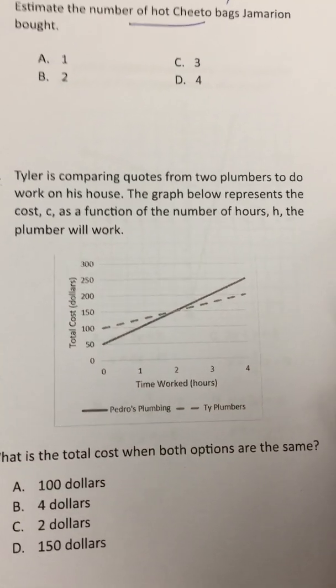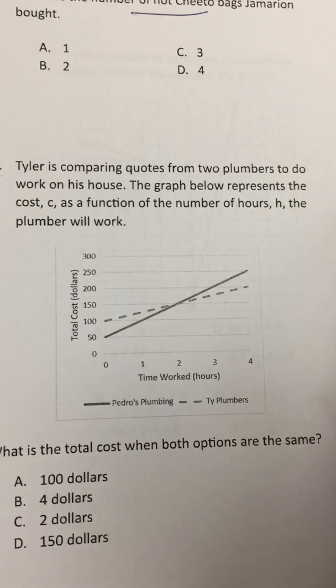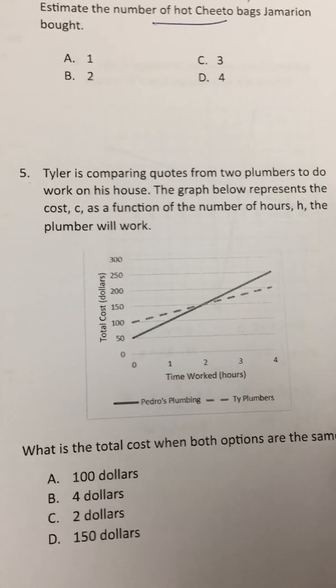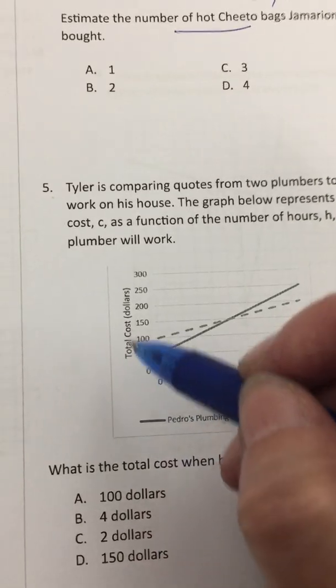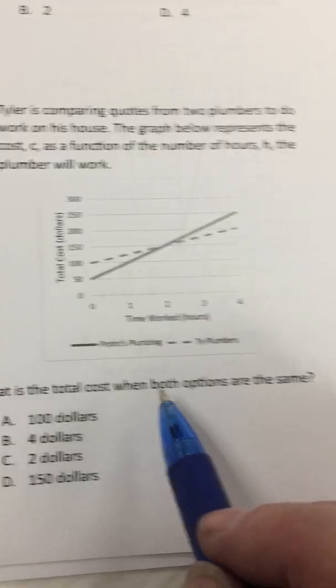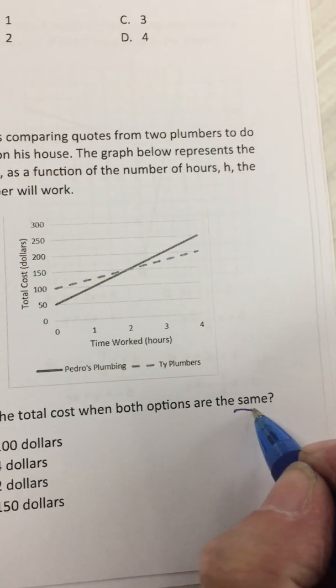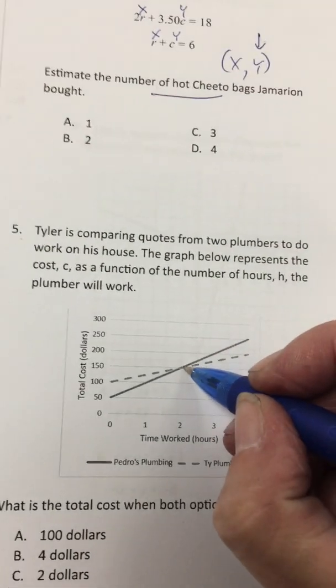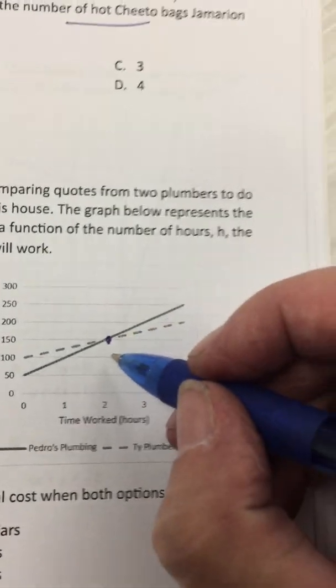Number 5, Tyler is comparing quotes from 2 plumbers to do work on his house. The graph represents the cost C as a function of the number of hours H the plumber will work. So here's my time worked, and here's the cost. We have 2 different plumbers who are estimating their work. What is the total cost when both are the same? Anytime they're looking for the same is where they intersect. At that point right there where they are intersecting, they are the same.